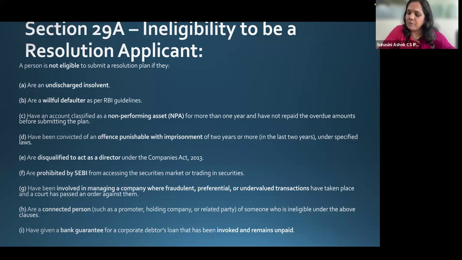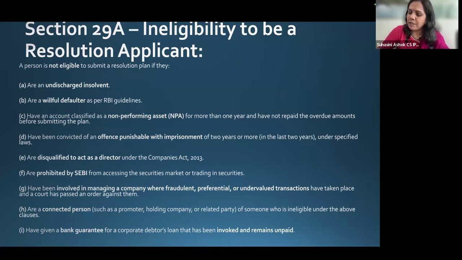And clause B, a person who is a willful defaulter as per guidelines. As per RBI guidelines. So the willful defaulter list is always published by RBI, and from that list the RP or liquidator can verify whether that person's name is there in the willful defaulter list.